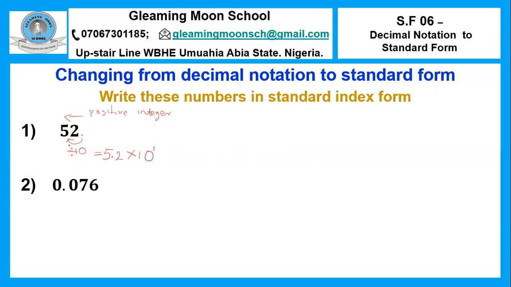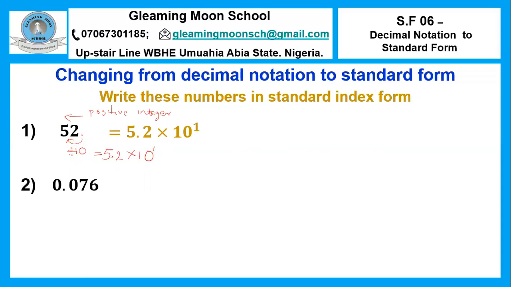And because we have divided it by 10 once, our power is going to be 1. The power of 10 is going to be 1. And because we have divided, the power would be a positive integer. Okay, so that gives us the answer 5.2 times 10 raised to the power of 1. So that would be your answer there. 5.2 times 10 raised to the power of 1.